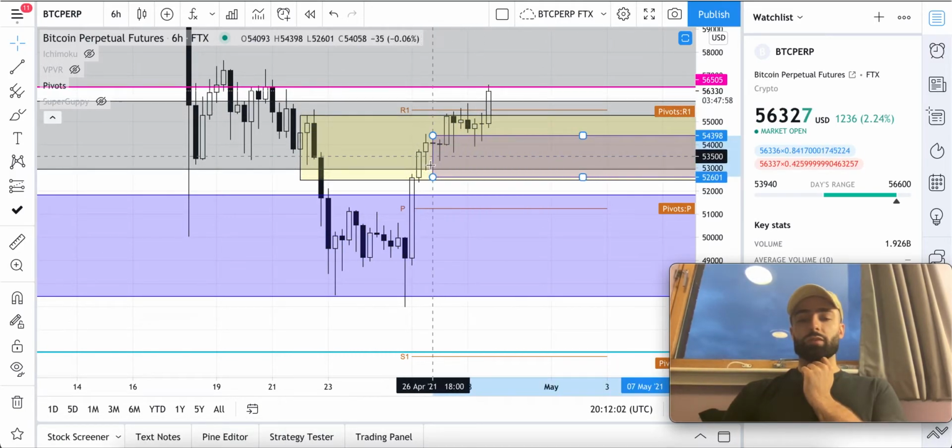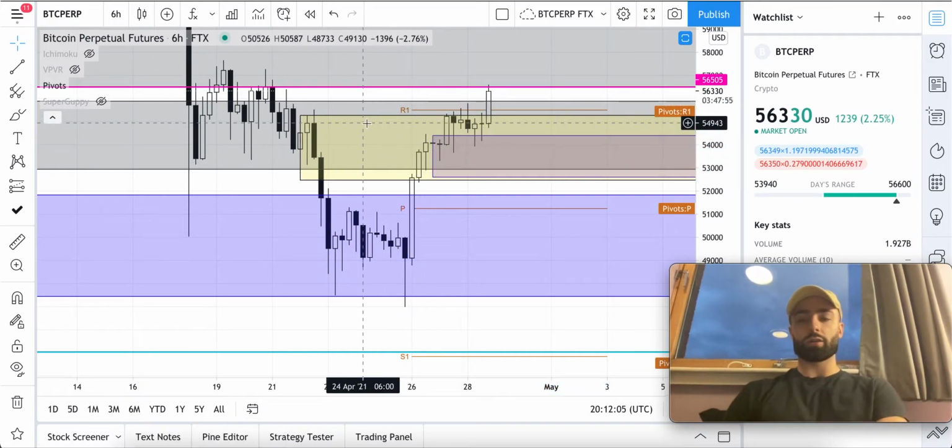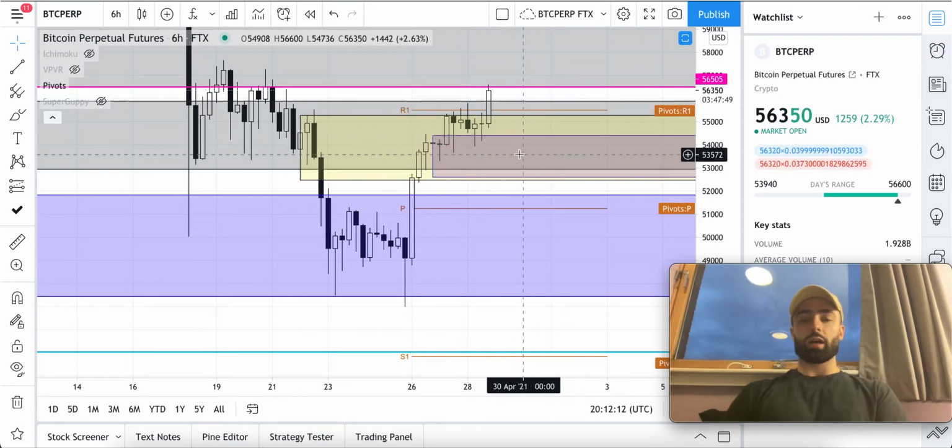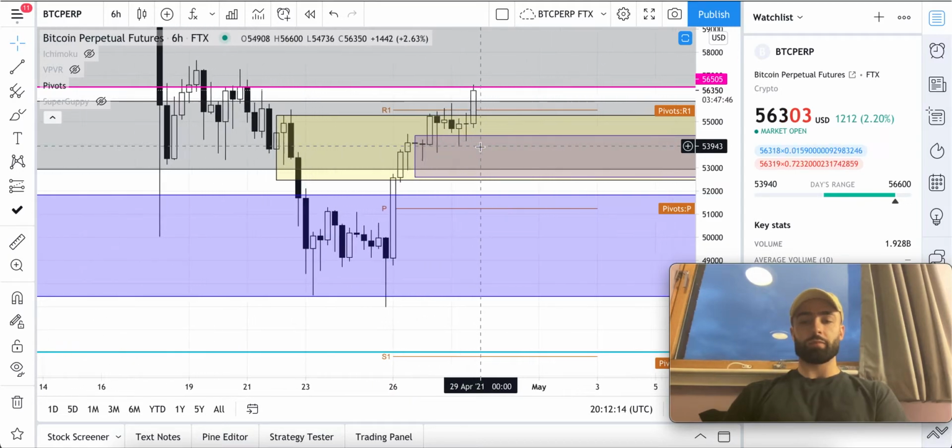You can see we used just an easy rectangle to draw our support level here. Came down to this level, had a nice reaction off of it, and now we subsequently are going into this gray resistance level for the first time.